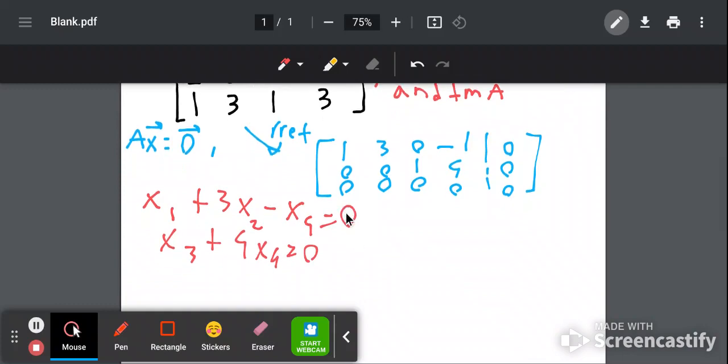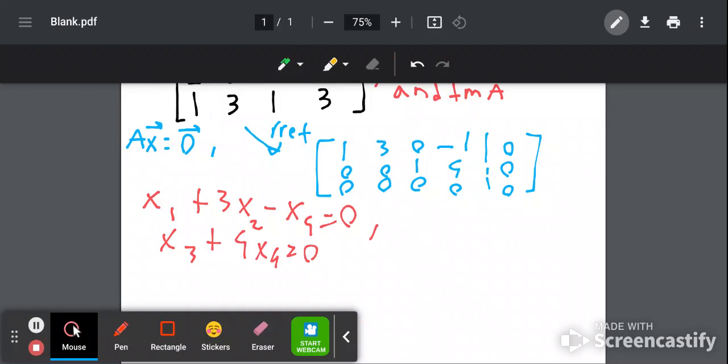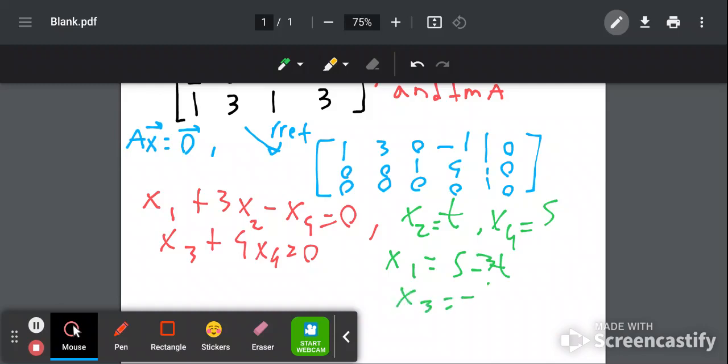Now, what do we do? We have to solve this in terms of parameters. Since there are infinitely many solutions to this set of equations, we can parameterize it. So how do we do it? For example, we can let x2 be t, and let x4 be s. Now, if we solve for it, x1 would be s minus 3t, and x3 would be minus 4s.